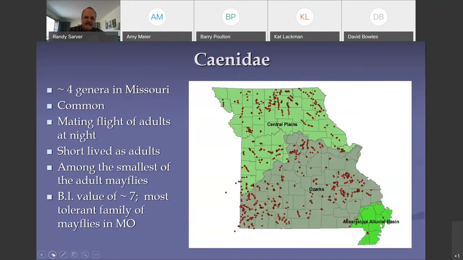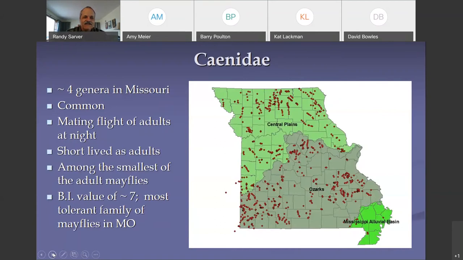So Caenidae, they're fairly diverse in Missouri. There are 4 genera. Some of them like sandy streams in the north. And then again, the most common genus is Caenis, and they occur all over the state. So they're really common.